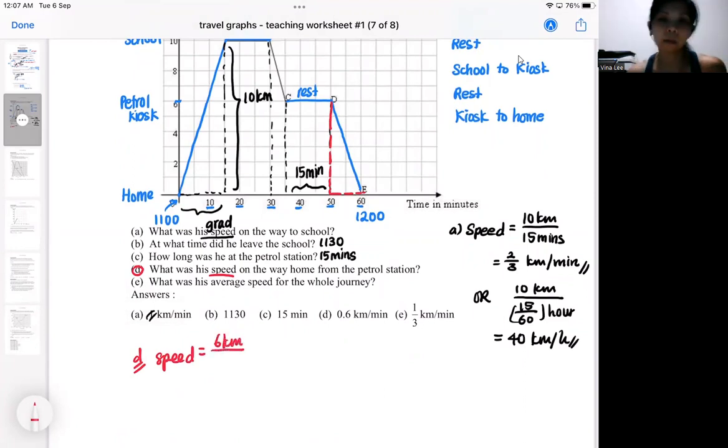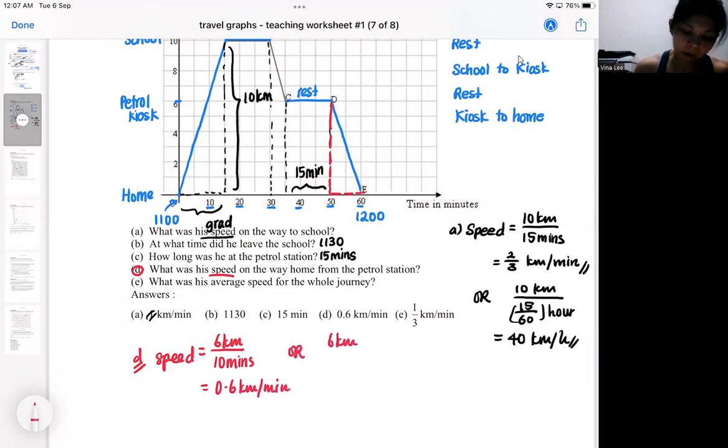Okay, again, it depends on whether you want to use 10 minutes or 10 over 60 hour. If we use 10 minutes, then our answer will be 0.6 kilometer per minute. Or it can be 6 kilometers over 10 over 60 hour. You got to be very mindful about your units. So that is 36 kilometers per hour.